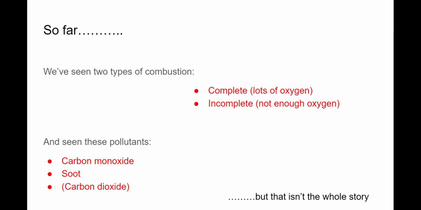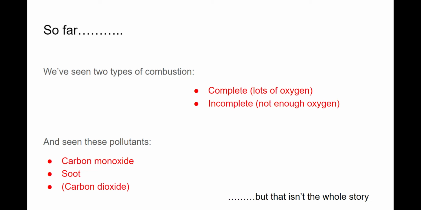Welcome back. So we've seen two types of combustion. We've seen complete combustion, where there's loads of oxygen and we get carbon dioxide and water, and incomplete combustion, where there isn't enough oxygen and we get carbon dioxide and water, but we also get carbon monoxide and soot. And the pollutants we've seen are carbon monoxide, soot, and carbon dioxide.